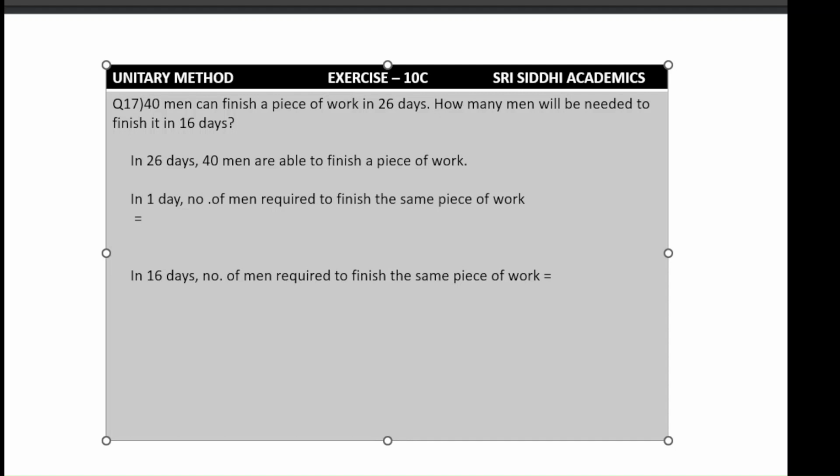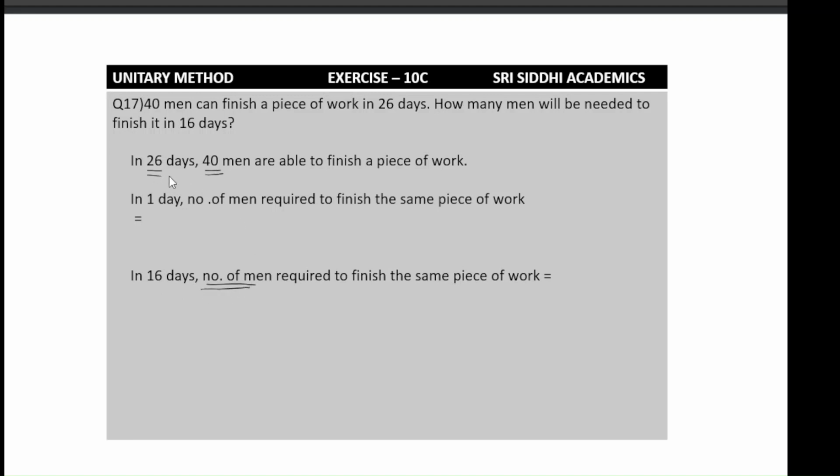Whatever you need to find out, here you have to find out the number of men. So keep the value, not the value, but the men, toward the right. It means we have got two values, right? Here, 26 days and 40 men. You are trying to find the number of men. Ultimately, you are trying to find how many men are required in 16 days.